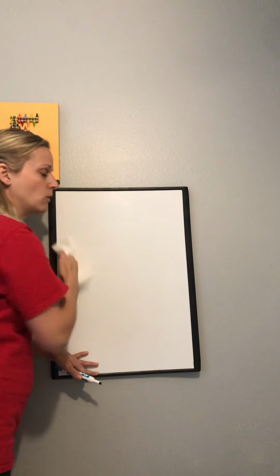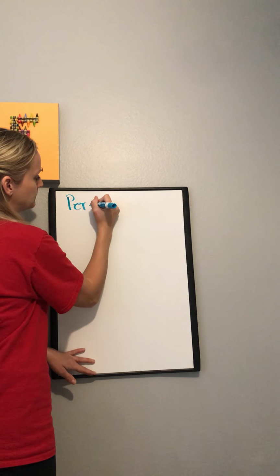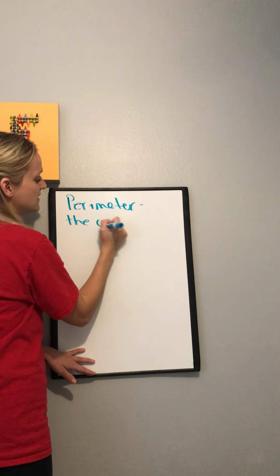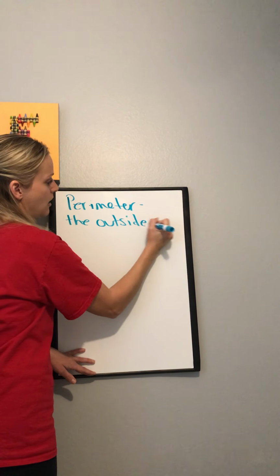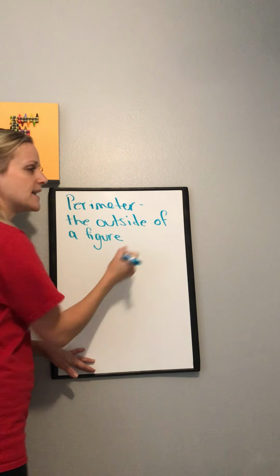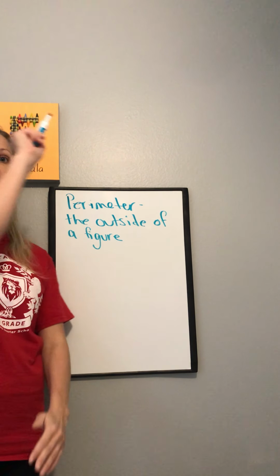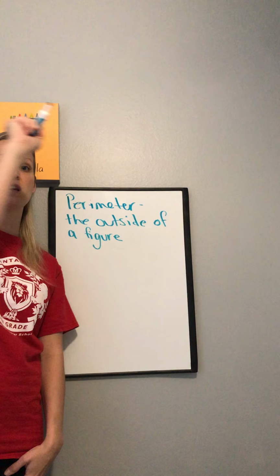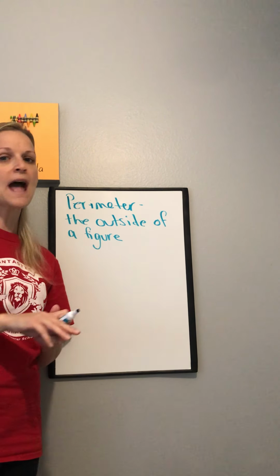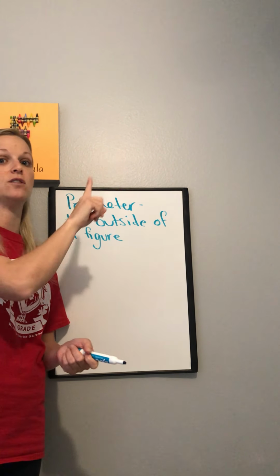So now perimeter. When do we find perimeter? So perimeter is the outside of a figure. So remember, with perimeter, we're finding the length plus the length plus the width plus the width. We're just talking about around a figure. So when would you need to know perimeter? So we're not covering the whole thing. We're just doing the outside edge of something.